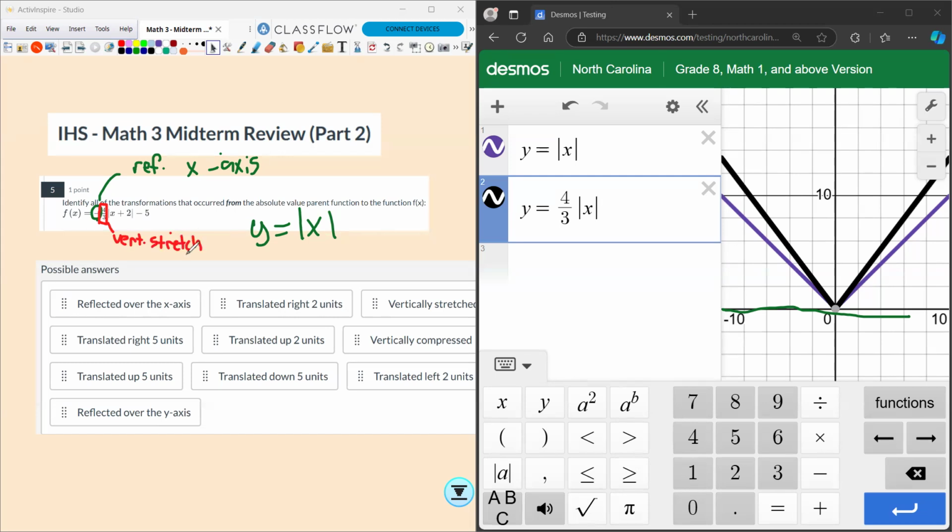And it doesn't matter if it's negative or positive, it's the number after the sign. So if it's a positive or negative, it can still be a vertical stretch. In this case, it's being reflected and vertically stretched.